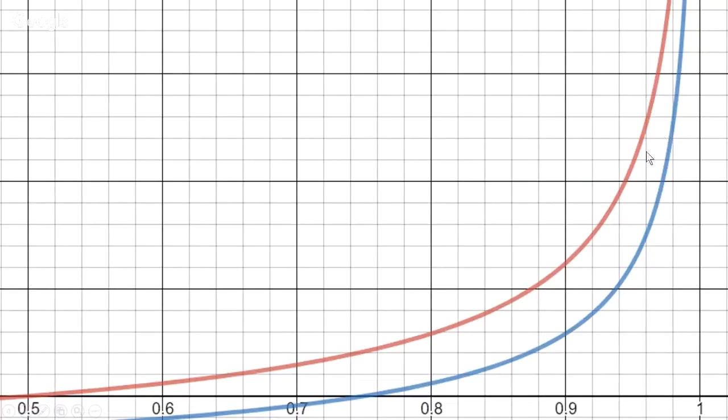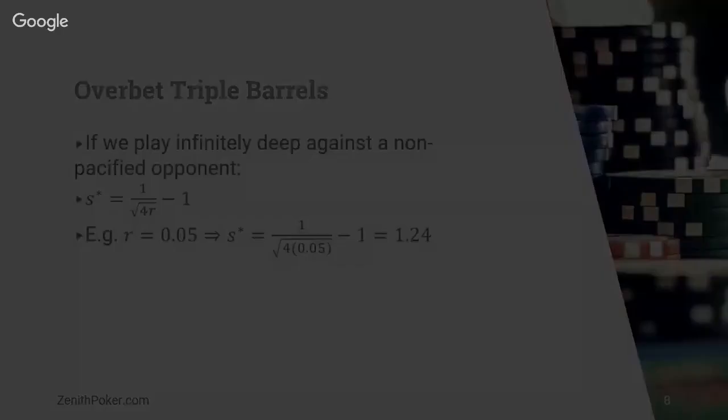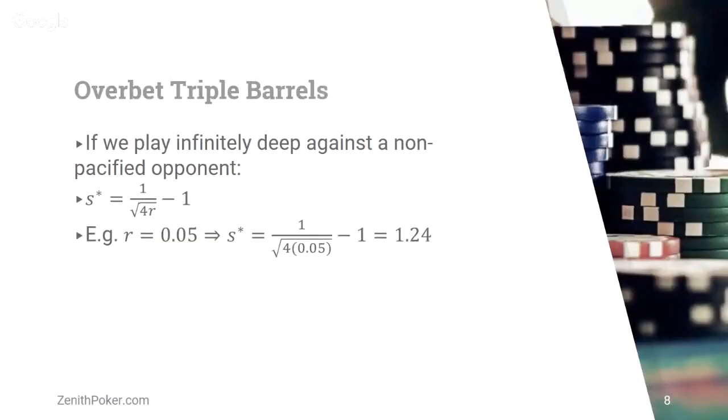The bet size for each hand is going to be in between here, depending on how deep you are against a non-pacified opponent. This blue line is when you're infinitely deep, so they can shove an infinite size against you if they know exactly what's going on with your hand. But going in between these two equations should give you a decent estimate as to which size you want to use. So there's a difference between looking at the hand, picking a bet size for it, using that size for that hand, and then bluffing according to that.